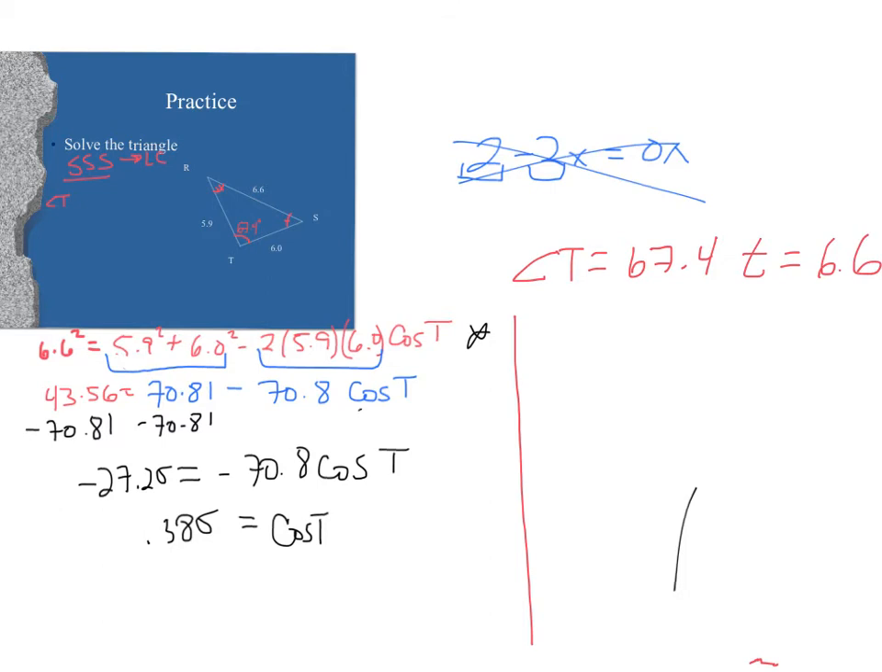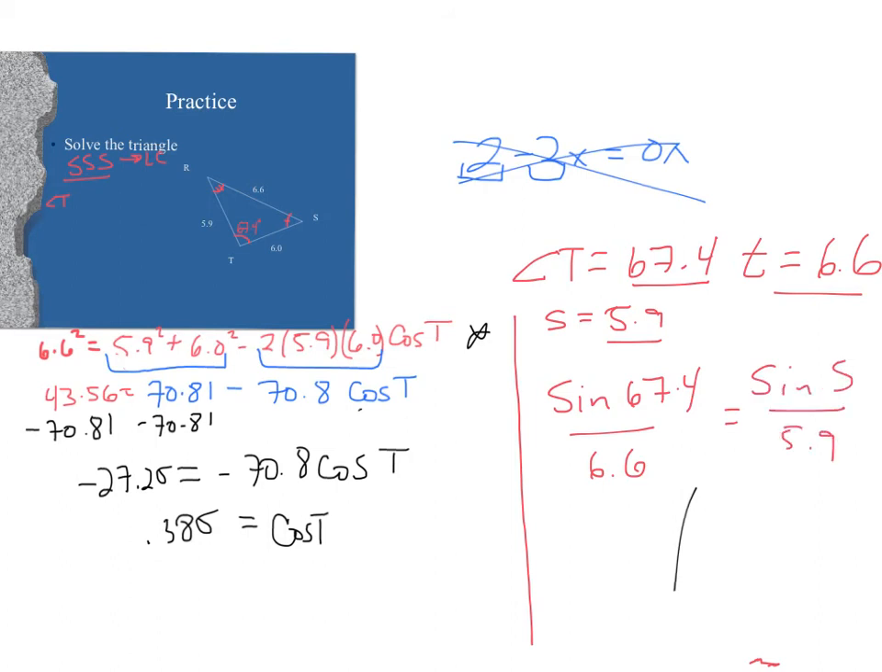I also know that we'll find angle S next. I know side S is equal to 5.9. I have enough information for law of sines, which is easier than law of cosines, in my opinion. So now I can use law of sines. So sine of 67.4 over 6.6 is equal to sine of S over 5.9.